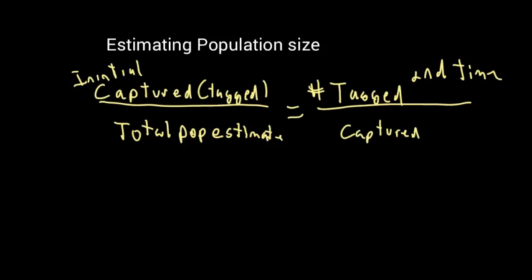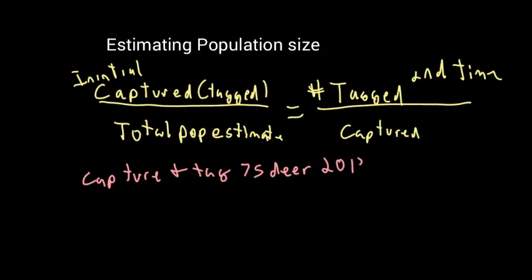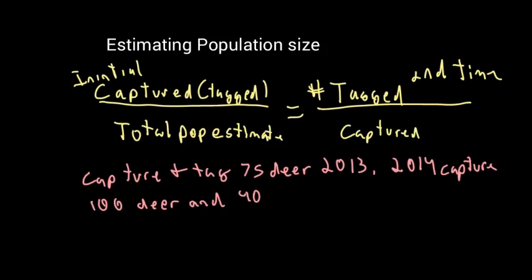So let's say I go out and I capture and tag 75 deer. And let's say this is in 2013. And then in 2014, I capture 100 deer, and 40 of them have tags.